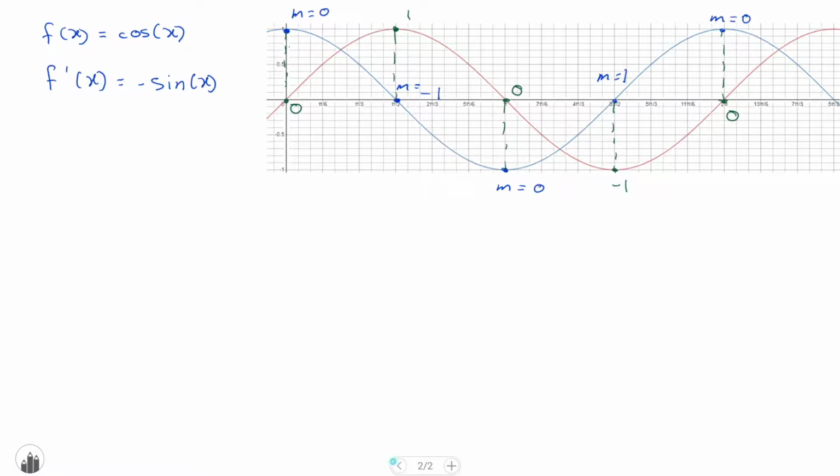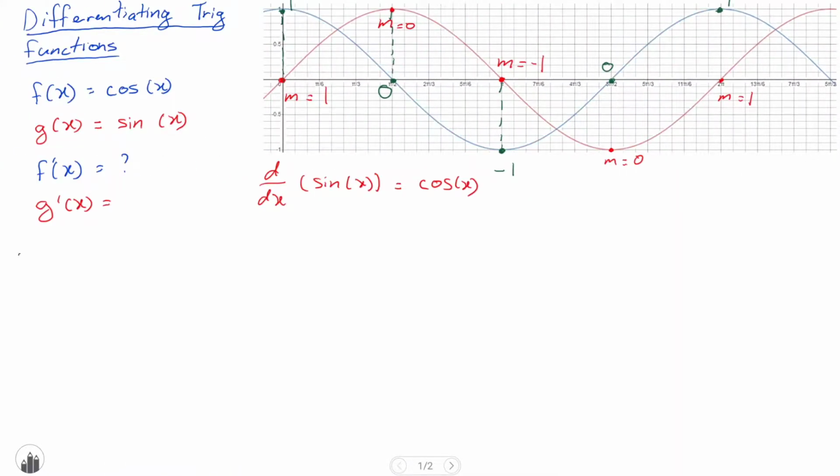So let's summarize what we have just found. That means that my derivative d by dx of cosine x is just equal to negative sine x. And this is always the case. I hope that you found that this was useful.